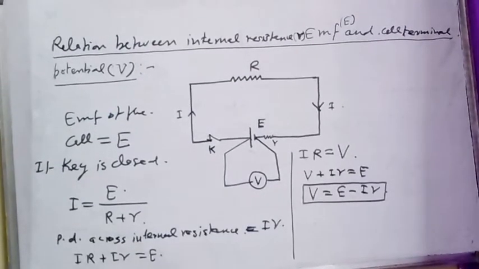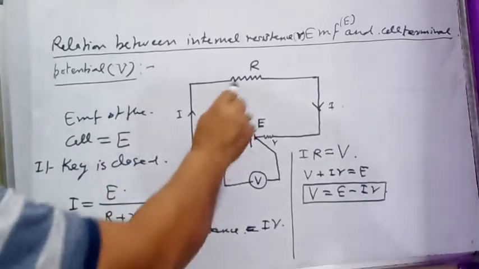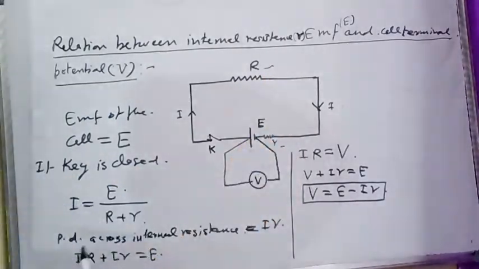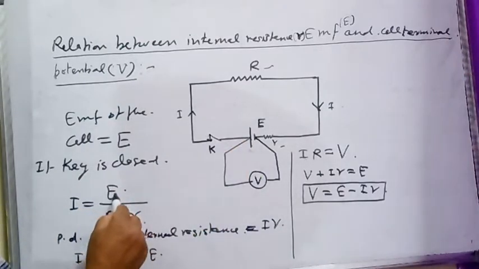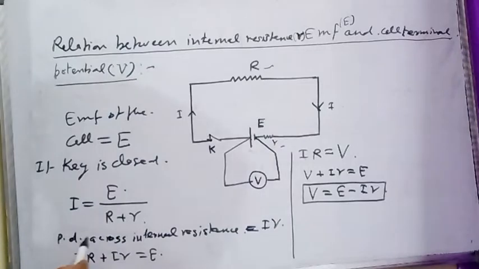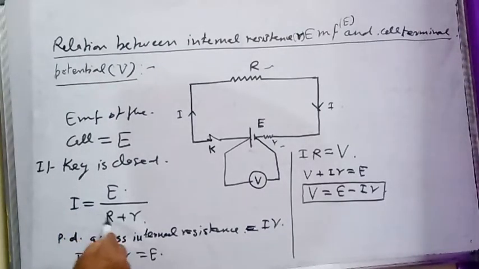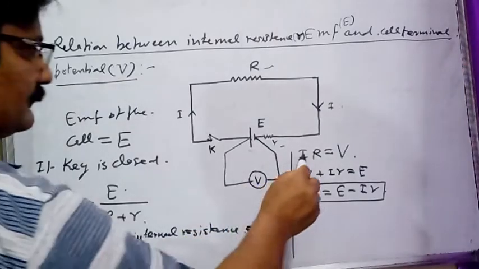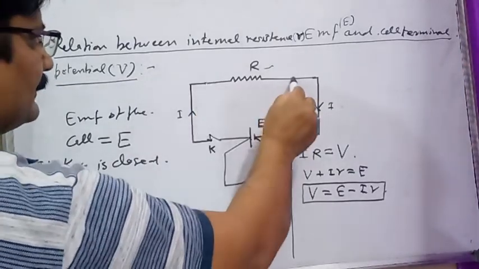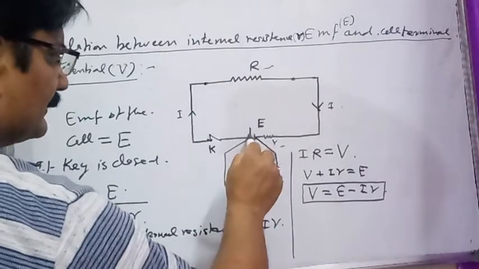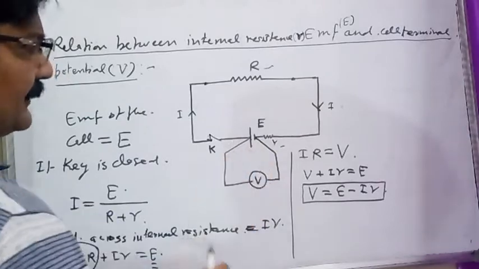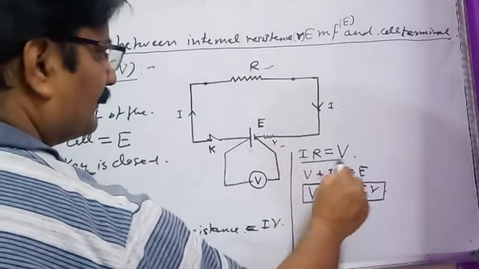Now students, see, when key K is closed, in that condition total resistance of the circuit is R plus small r. And what is going to be the value of current in the circuit? I is equal to EMF of the cell divided by total resistance of the circuit. If we solve this by cross multiplication, I into capital R plus I into small r is equal to EMF of the cell. I into capital R is current multiplied by this resistance. So potential difference across external resistance of the circuit is going to be cell terminal potential of the circuit. So this is cell terminal potential.